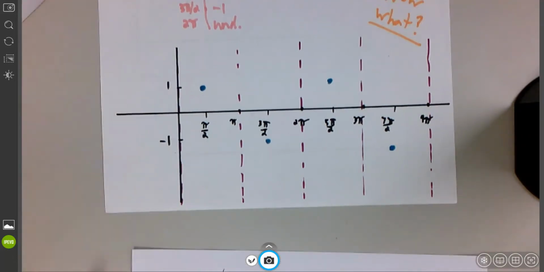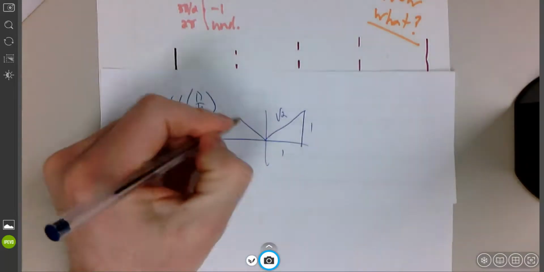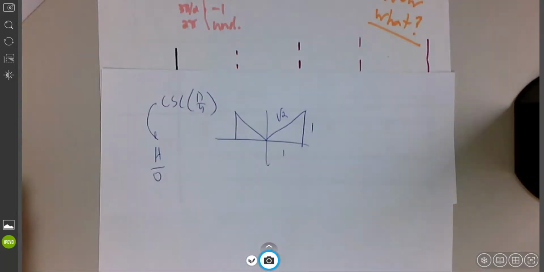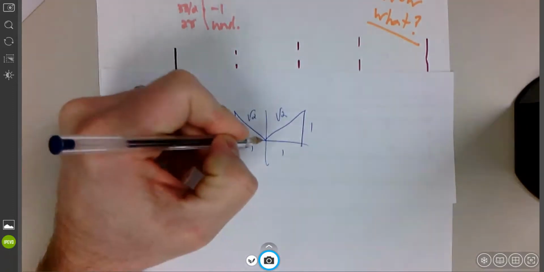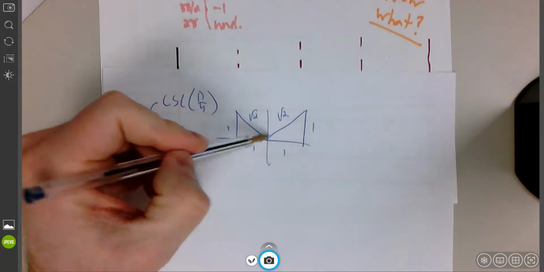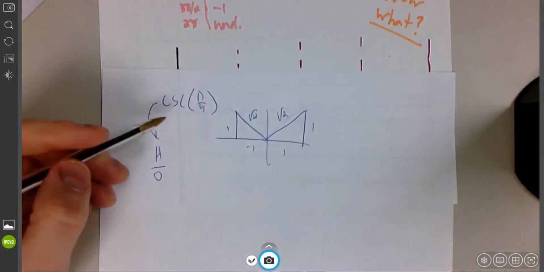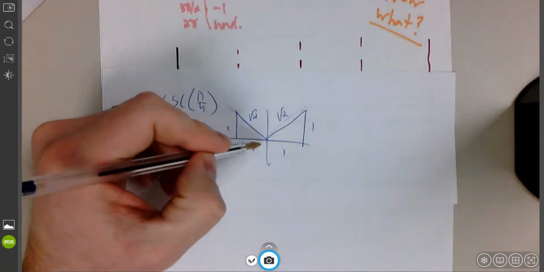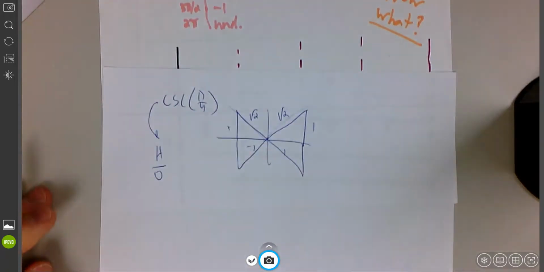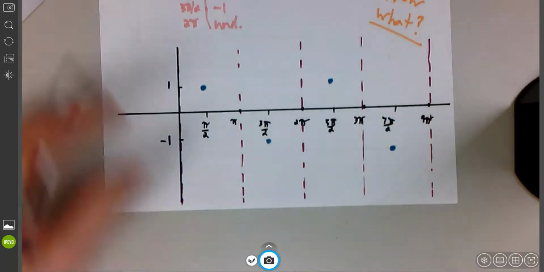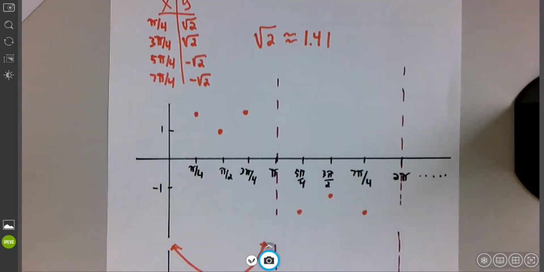Okay. If I did 3 pi over 4, okay, 3 pi over 4 is right here. It's going to be positive square root of 2 again. 1, 1, square root of 2, hypotenuse over opposite. So it's going to be a positive square root of 2, positive square root of 2, because that's where sine's positive. That's where cosecant is going to be positive. Negative square root of 2, negative square root of 2. That's where sine's negative, so cosecant is negative. So let's put all that information down on our graph.